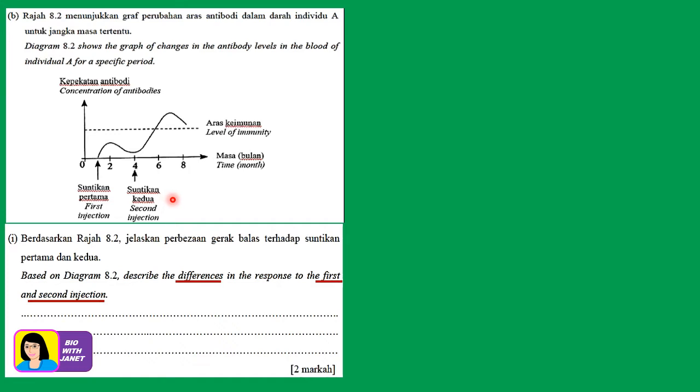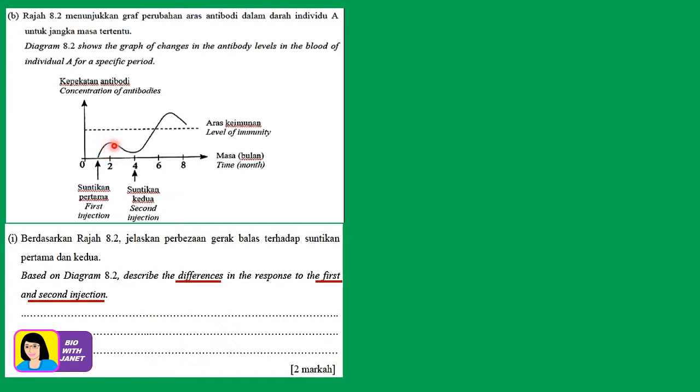So that's why the level of antibodies increases after the injection, because the lymphocytes start to produce antibodies to destroy the antigens or the pathogens in the vaccine. Now based on diagram 8.2, describe the differences in the response to the first and then second injection. So the response to the first injection is here, starting from maybe around month 1.